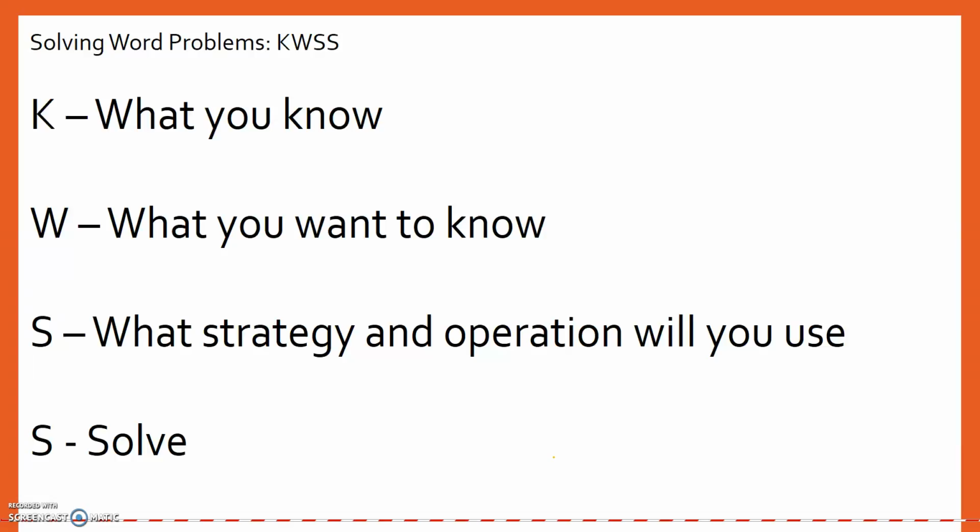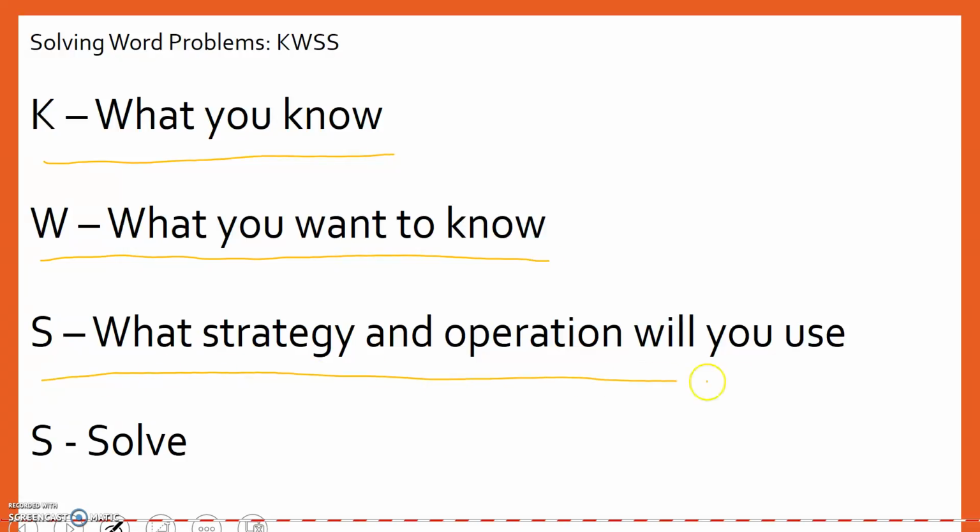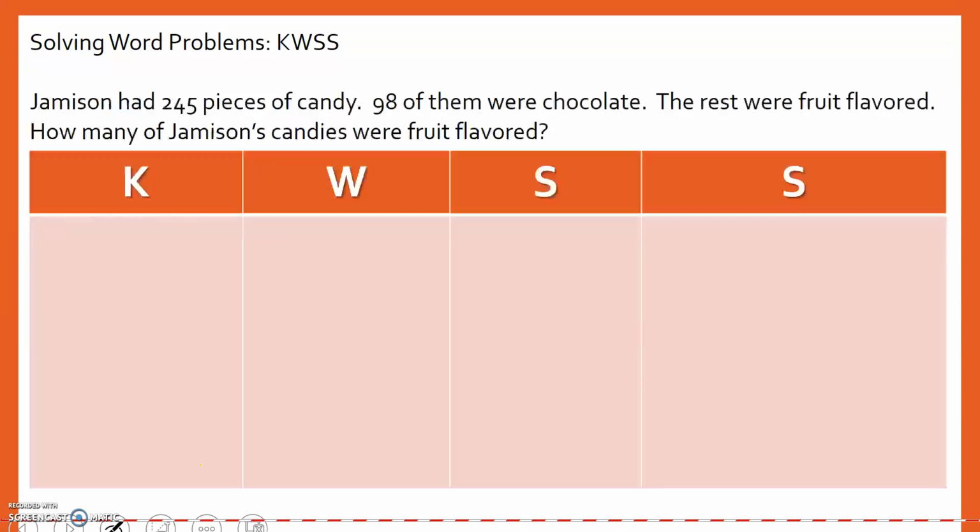KWSS is very similar. The K is what you know, so this will be what we get from the problem that we already know. The W is what do you want to know? What is the question that it is asking you? S, what strategy and operation are you going to use? And finally, S, how are you going to solve the problem? So let's take a look at how that will work.